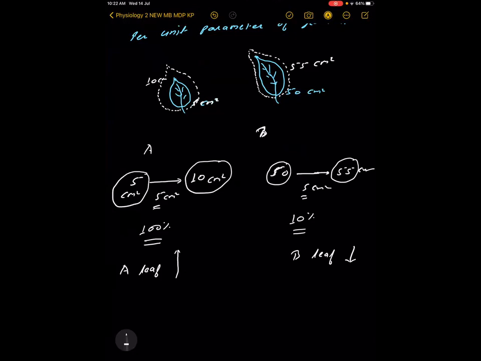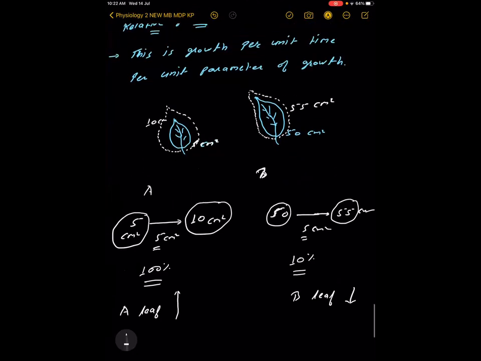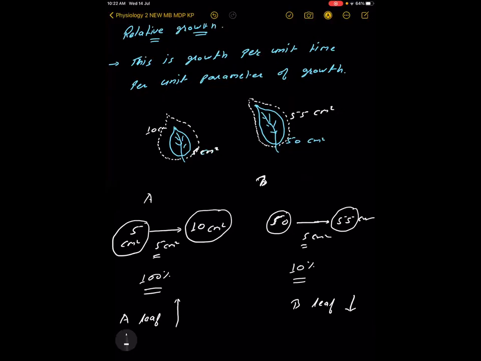So the growth rate is slow. That is relative growth. Means you are comparing growth in two different leaves in a given parameter. Now is it clear? Okay, that is relative growth. Fine. This is relative growth.